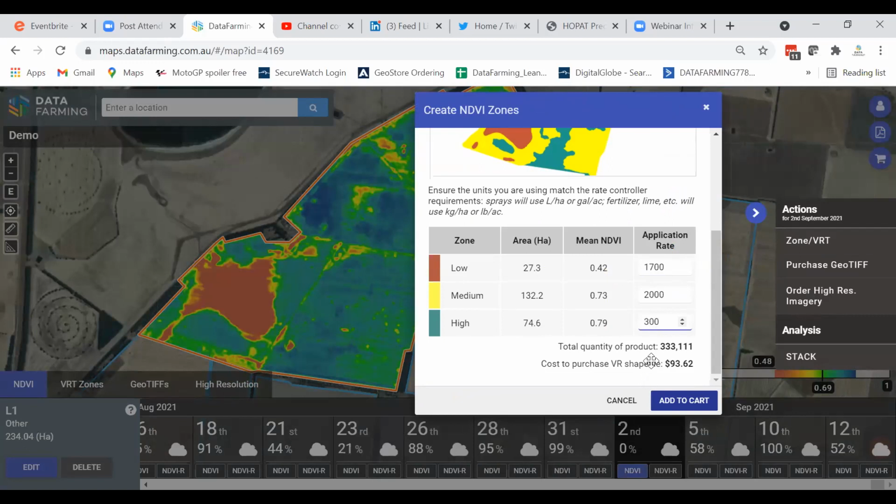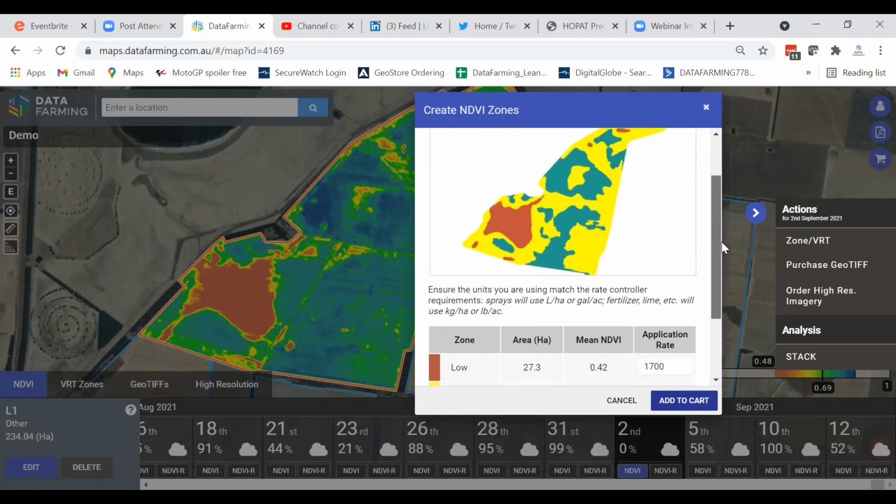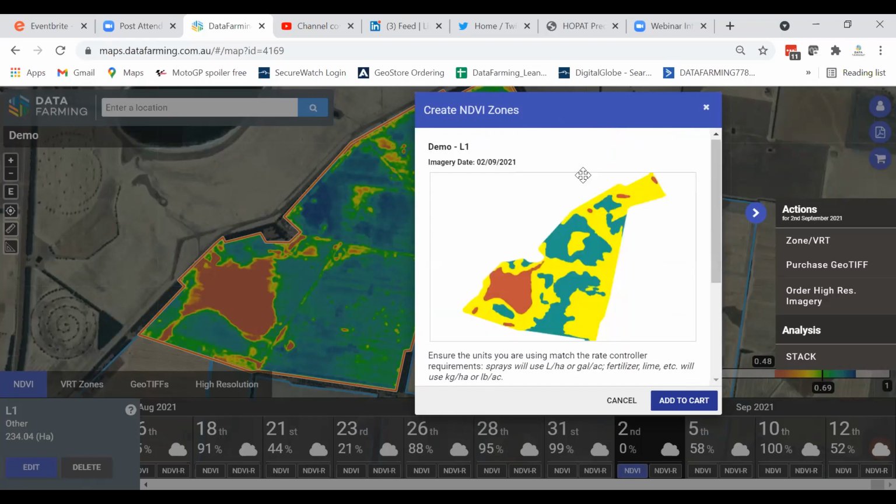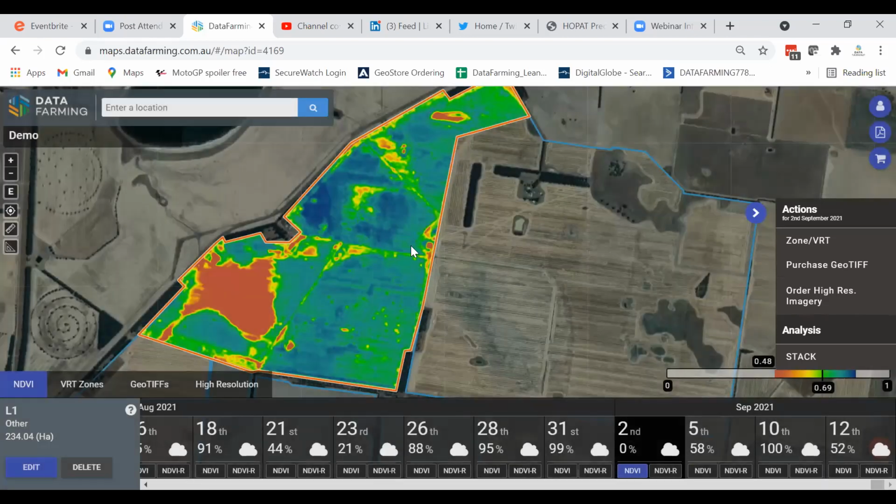Well, it tells you how many kilos of product you need, and we just charge a small fee to get those. That's a per hectare fee. But once you pay for that, you get the file, which has all those rates embedded, and yeah, that goes through to pretty much any machine.